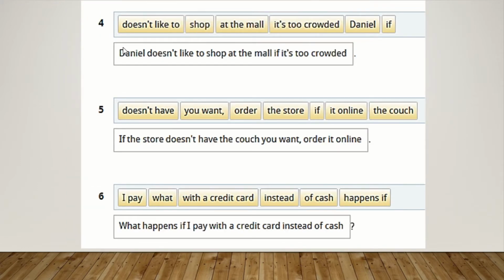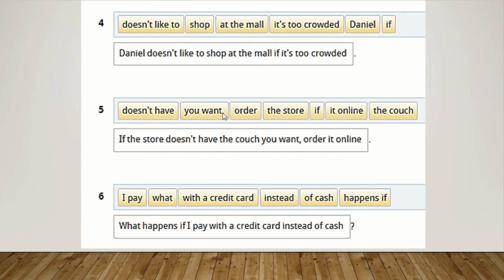Okay, and here is the second part of the same exercise, all right? Here you don't have the comma. It means that you start with the result. Daniel doesn't like to shop at a mall if it's too crowded. Obviously, guys, crowded, a lot of people, it's too crowded. So then you don't like to shop, right? So Daniel doesn't like to shop.